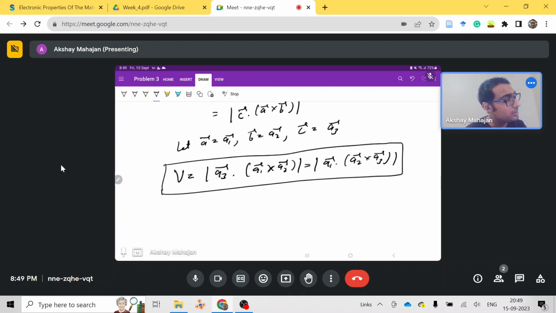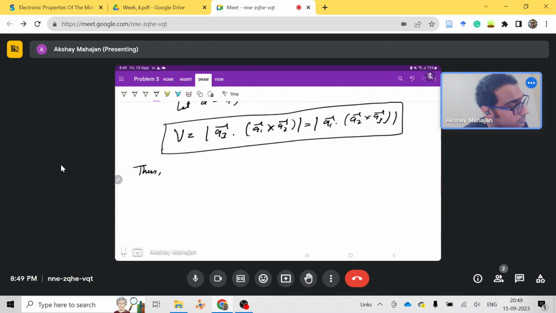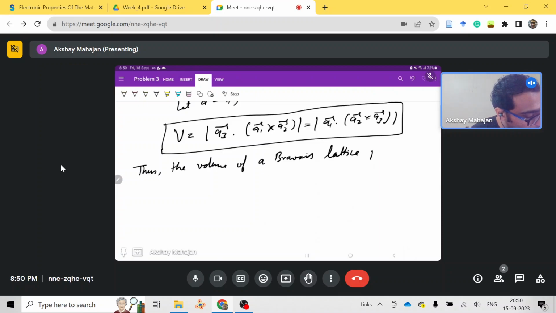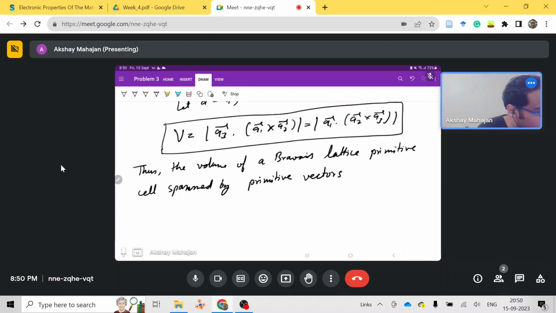Now thus the volume of a Bravais lattice primitive cell spanned by primitive vectors a_i is V equals mod of a1 vector dot a2 vector cross a3 vector.